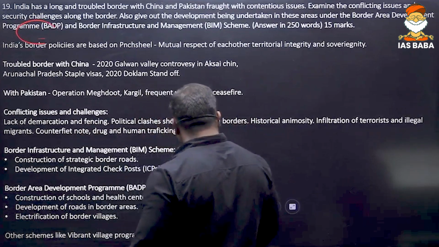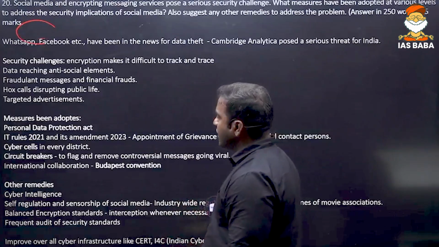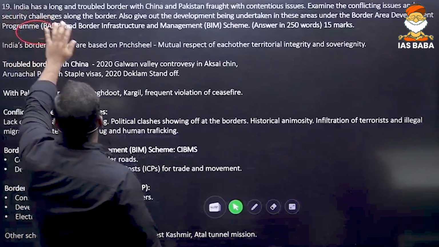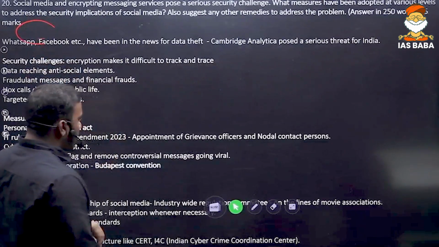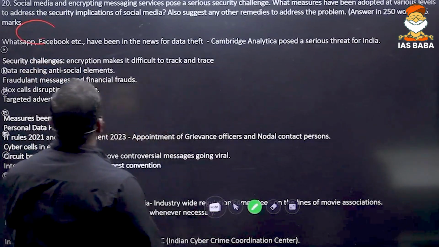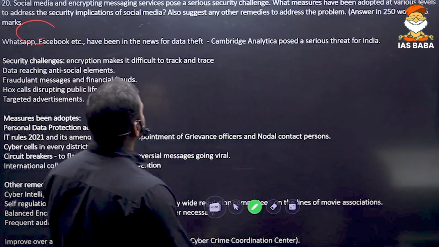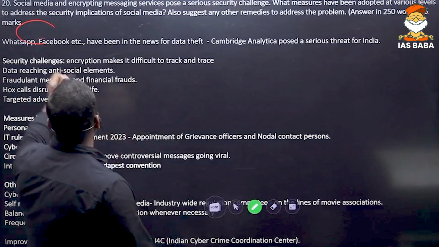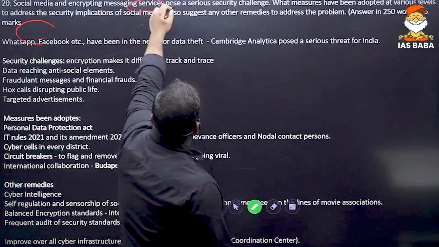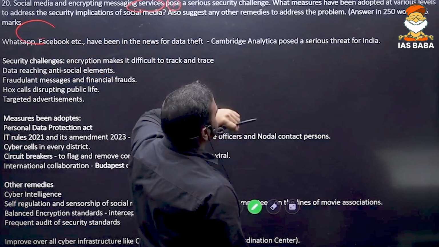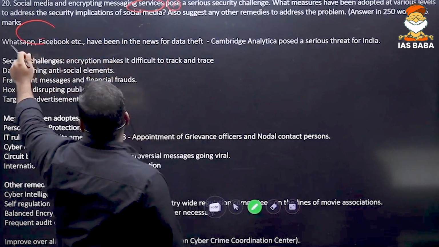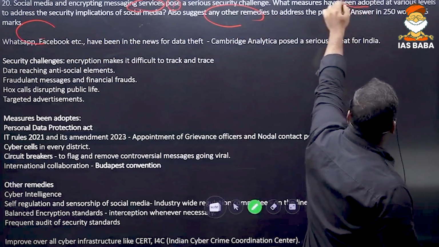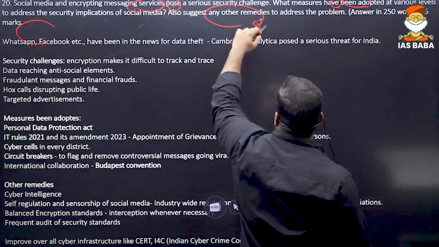Then next, social media and encrypting messages. Messaging service poses serious security challenge. How do they pose a serious security challenge? First demand of the question. Second, what measures have been adopted at various levels to address it? Suggest any other remedies. What have been adopted? What have to be adopted?